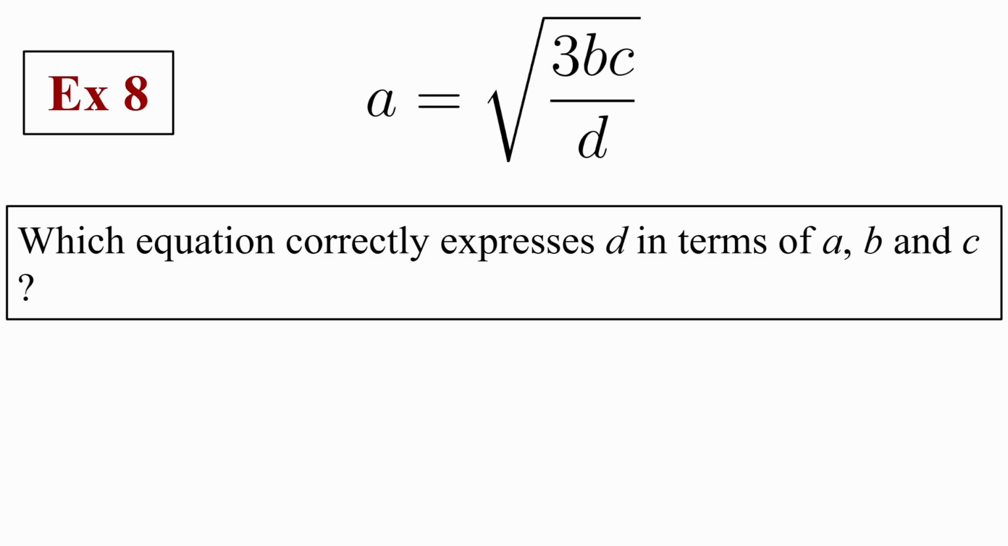Okay, example 8. We'll now go over a couple type of problems with some radicals and maybe some more fractions, we'll see. We once again see this key phrase, "in terms of." We need to get D by itself because that comes right before that phrase.